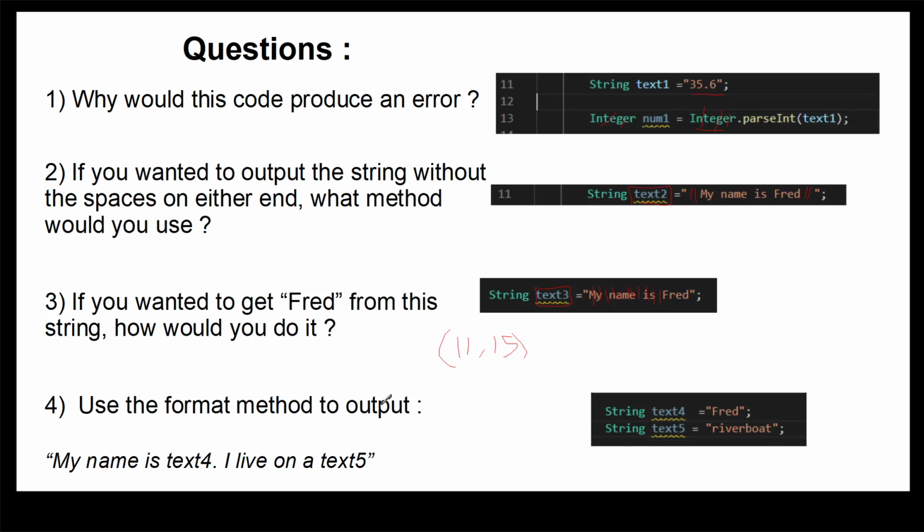Use the format method to output it. Okay, so do remember, instead of text4, we want to get rid of this, and because it's a string, we're putting that percentage sign S here, and then again that percentage sign S here, and then we want to put a comma here, and then we want to put text4 first, and then text5.